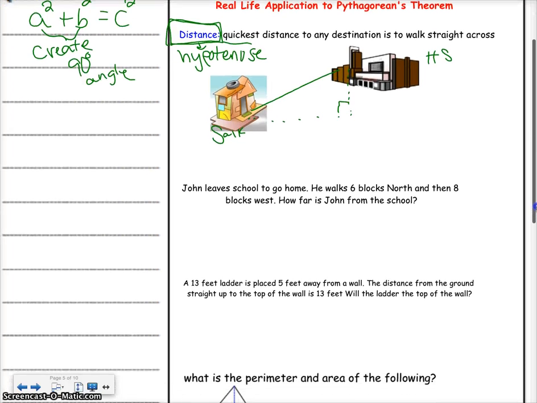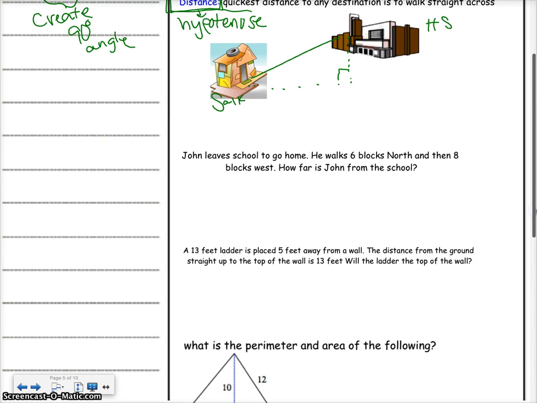Okay, let's practice this. Let's say that John leaves school to go home. He walks 6 blocks north and then 8 blocks west. How far is John from school? So I'm going to go ahead and put school here. I always start with my vertices if I have them. So here John starts at school and he walks north and then he walks west. So 6 blocks north, 8 blocks west. Do you see the right triangle? Yes. I want to know how far John is from school.